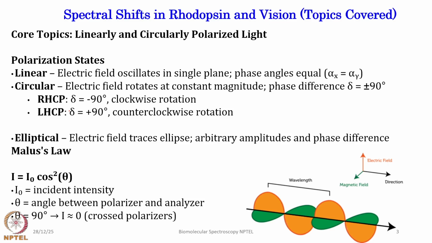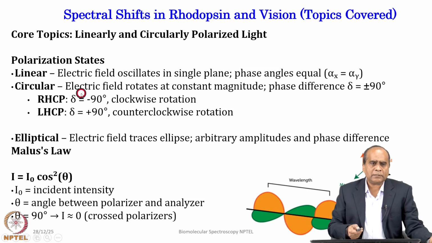So, we have talked a little bit about rhodopsin and vision that we covered in the previous lectures, right. We have talked mostly about linearly polarized light, but there is another polarized light that we will be discussing this week, called circularly polarized light, right. In linearly polarized light, the electric field oscillates in a single plane like this and the phase angles are equal, alpha x equal to alpha y. Now, in circularly polarized light, that is where the difference happens. Linearly polarized light we have seen in UV visible, the fluorescence and all those.